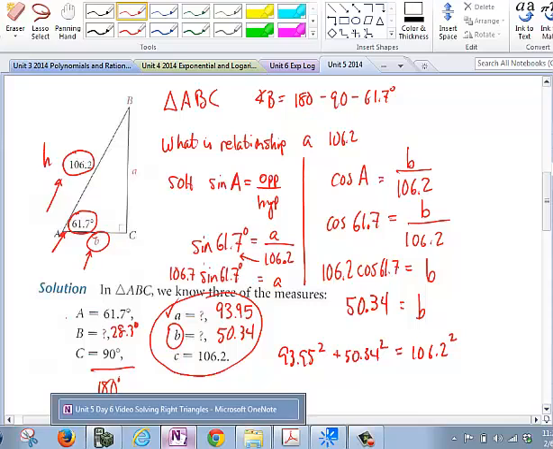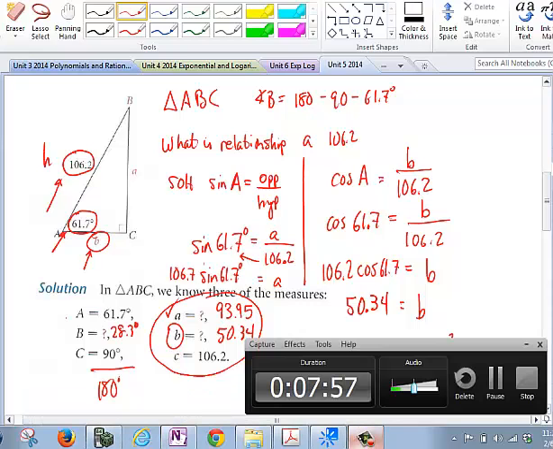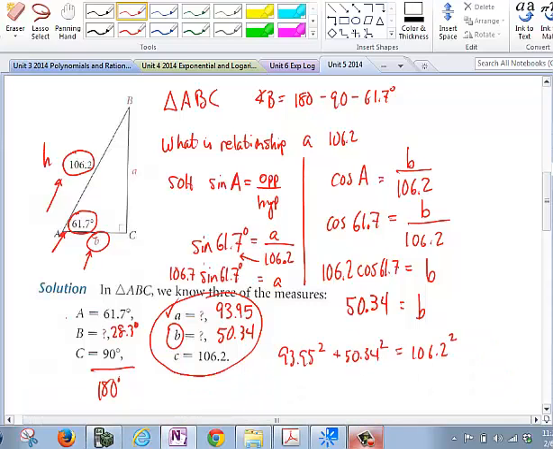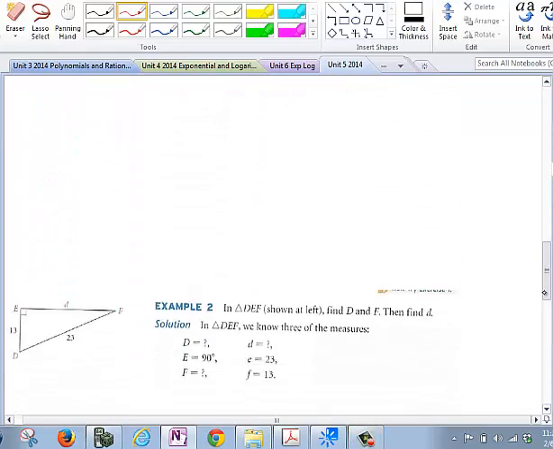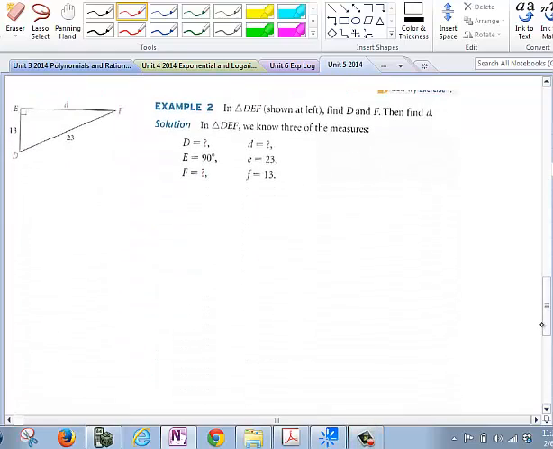The next type of problem, looking at the time, is when they give us, as in this picture, two sides in a right triangle. They did not give us any acute angles. So I'm going to draw the picture. The first thing we would do is find the missing side using Pythagorean theorem.